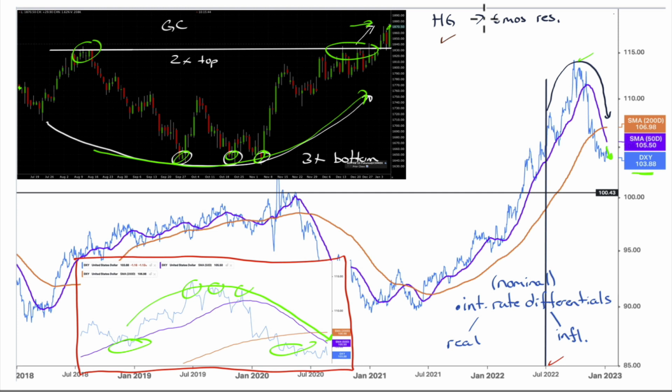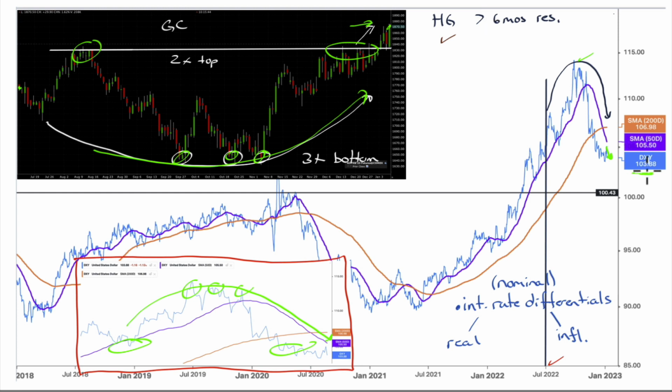And if you look at the miners, you can look at gold miners and copper miners. You look at gold ETFs, you look at copper ETFs. There's no comparison between them. Copper is by far the bigger winner. By far the bigger winner.